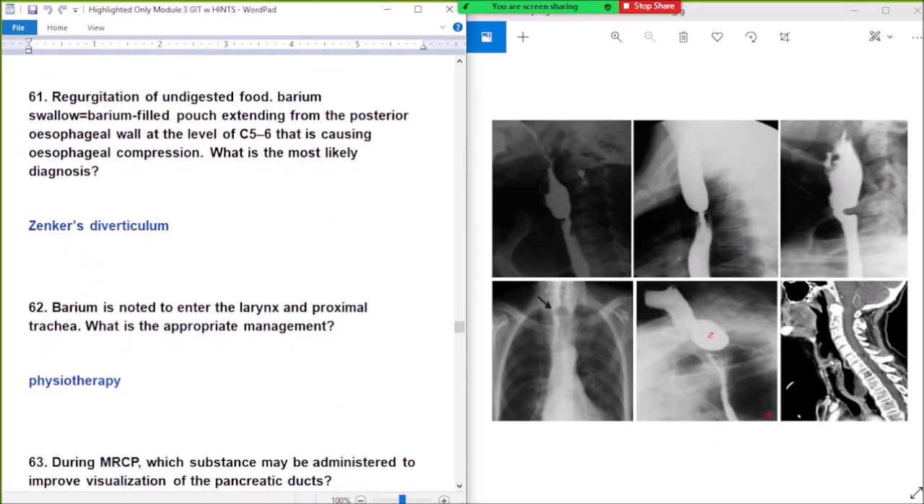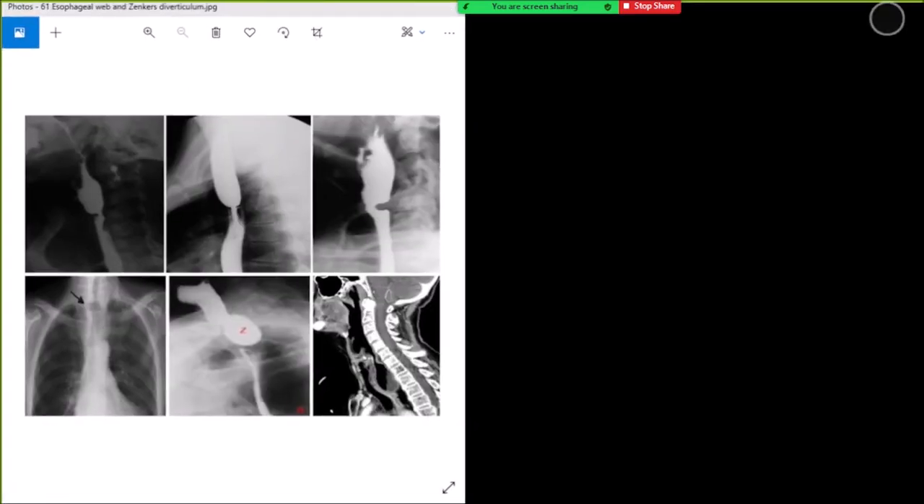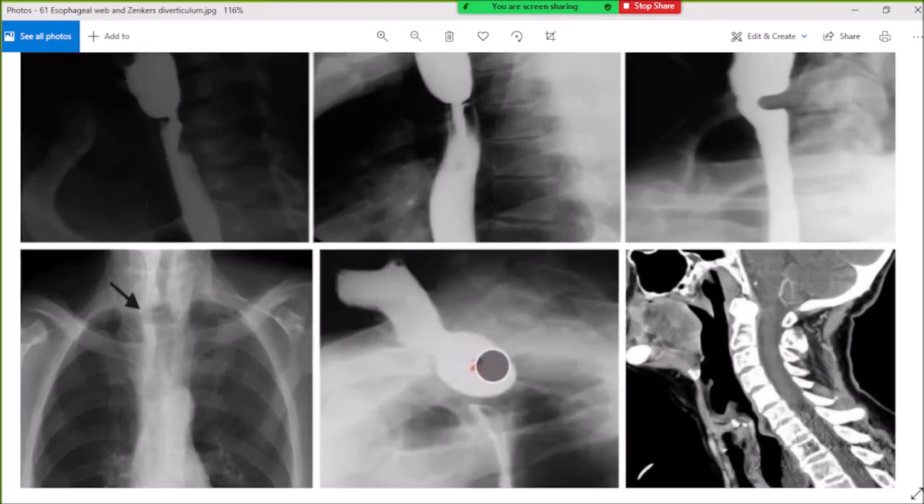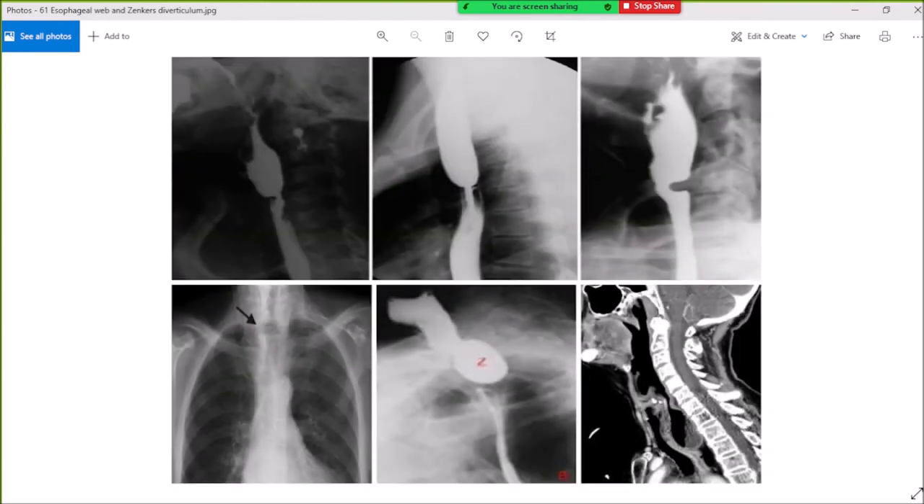Question 61. Regurgitation of undigested food. Barium swallow with a barium-filled pouch extending from the posterior esophageal wall at the level of C5-C6. The esophageal web, the Zenker diverticulum.